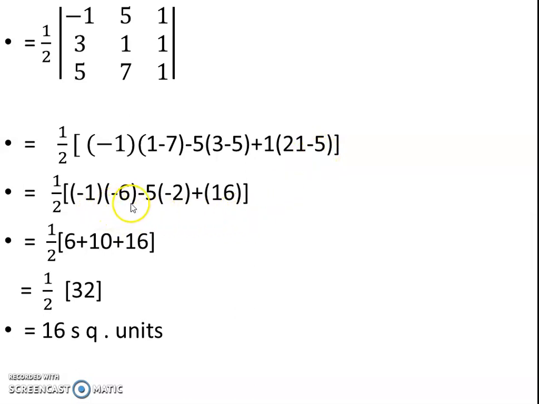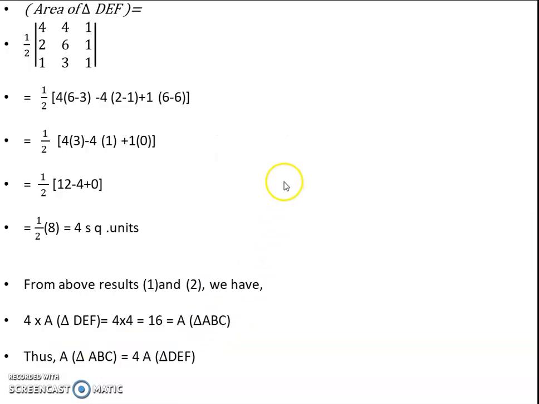We multiply minus 1 into minus 6, plus 6; minus 5 into minus 2, that is obviously minus times minus, plus 10; and 16 into 1, 16. 16 plus 10 plus 6 is 32. We multiply by 1 upon 2 to 32. So 32 divided by 2 is 16 square units, the area of triangle ABC.